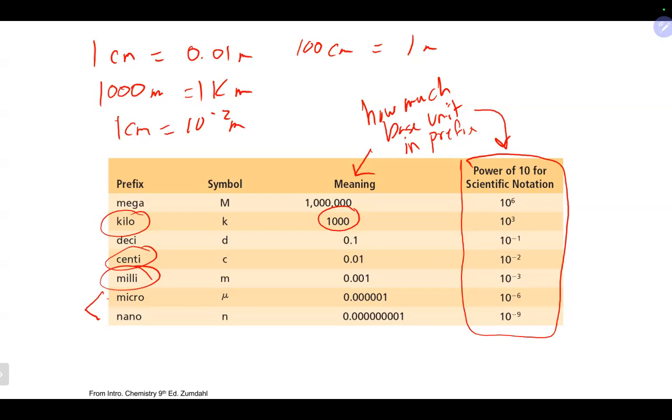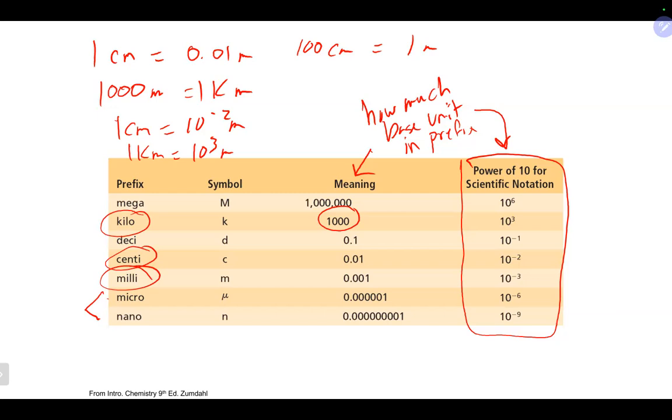If we looked at kilo, 1 kilometer would be 10 to the 3 meters. 10 to the 3 is 1 times 10 to the 3 in scientific notation. That is basically what that means, and it's basically 1,000, like we saw above. So again, it's very common that people will reverse those things.